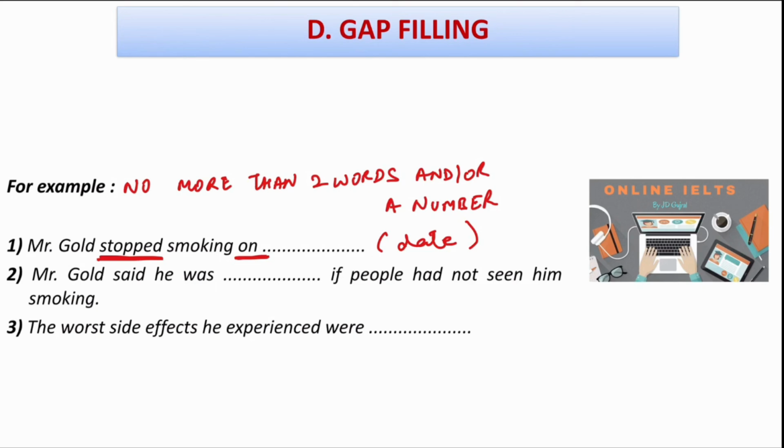And when you listen to the audio, you will write the exact date when Mr. Gold stopped smoking. Then the second question says, Mr. Gold said he was dash if people had not seen him smoking. So here the keywords are people had not seen him smoking. So Mr. Gold said something to the people, that he was doing something when people were not seeing him blowing cigarettes. Then the third question says, the worst side effects he experienced were. That means when he was giving up smoking, what was the worst side effect he actually experienced? So worst side effect is your keyword. And then you will listen to the conversation and find your correct answers.